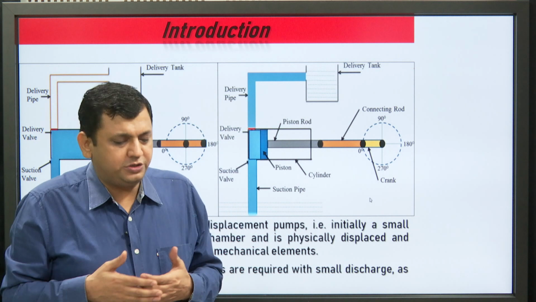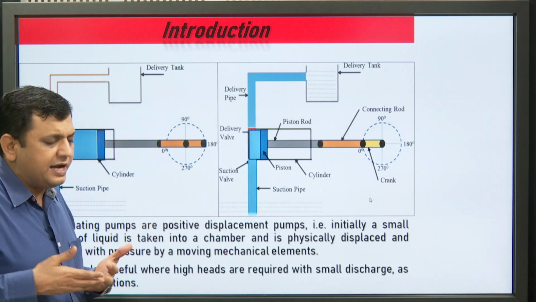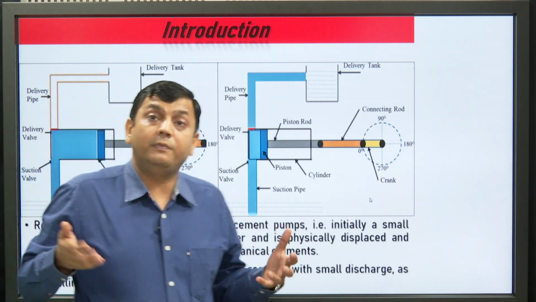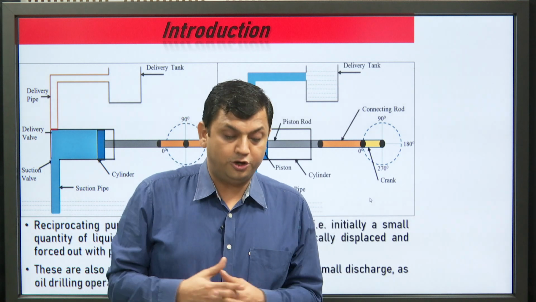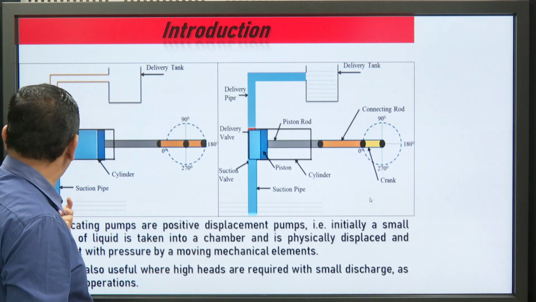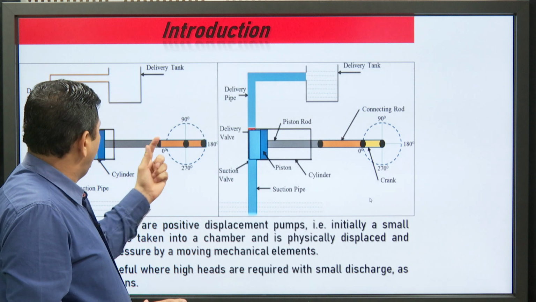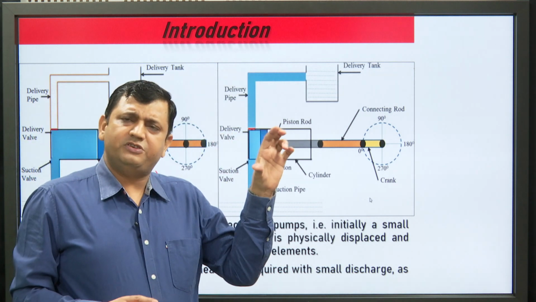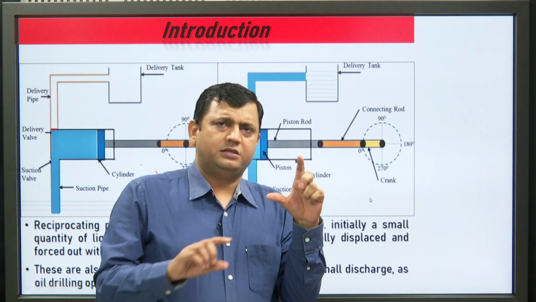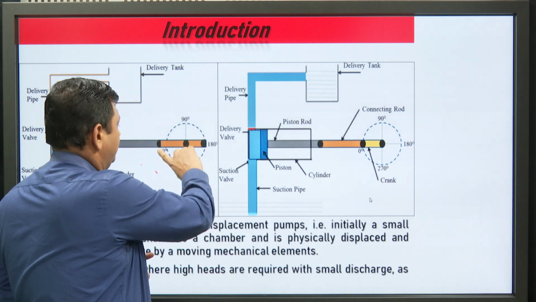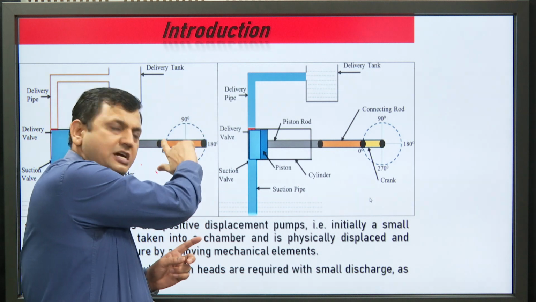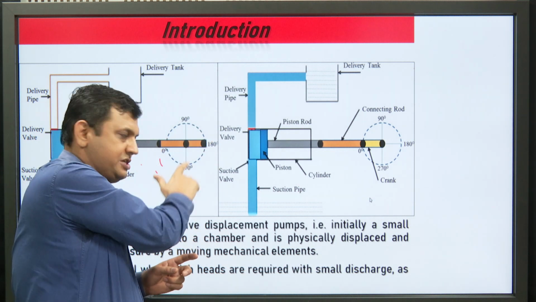These are also useful where high head is required with small discharge; a real application is in oil drilling operations. Now see the diagram: this is the suction pipe, and this is the beginning of a stroke. If you see the components, there is the crank, the piston, the cylinder, and the piston rods. The crank moves from the beginning to the middle and the end of the stroke. That is how we complete the suction stroke, and similarly the delivery stroke.